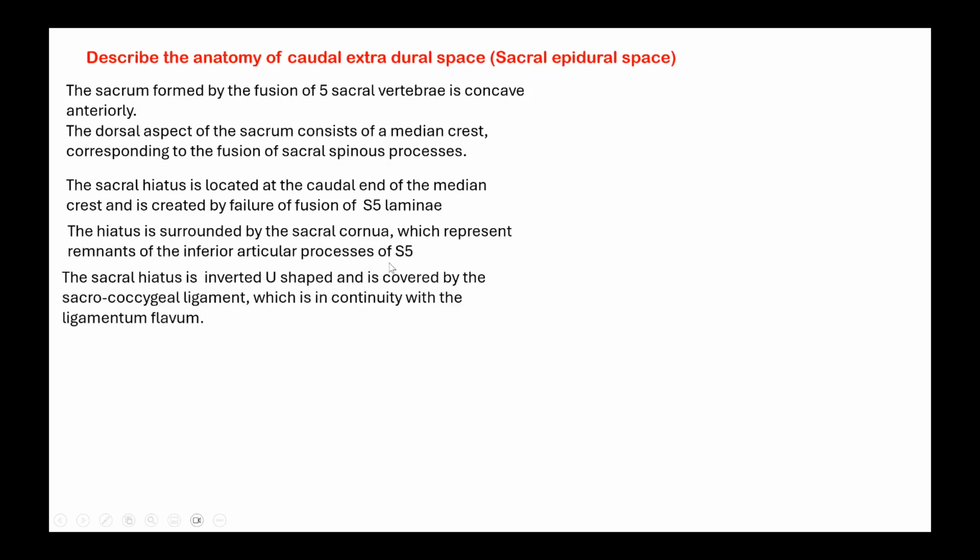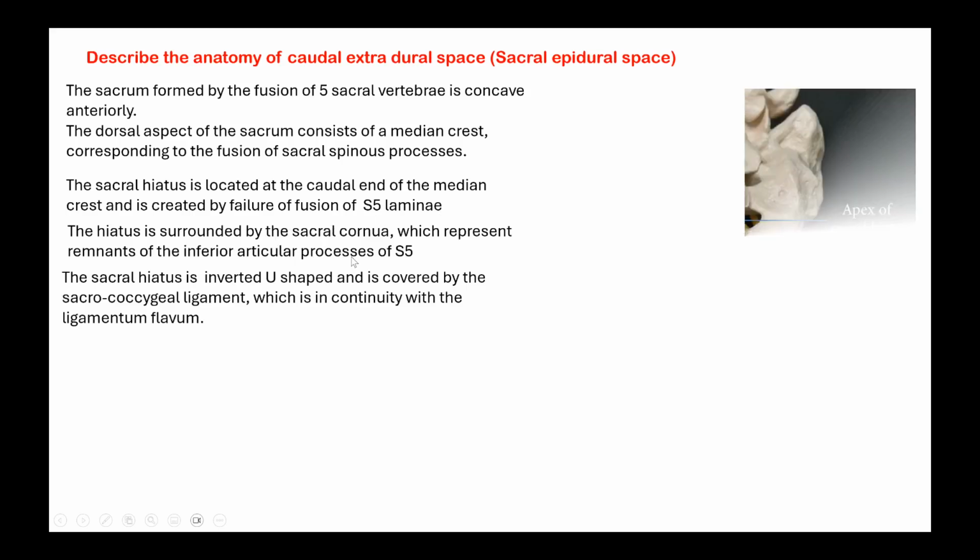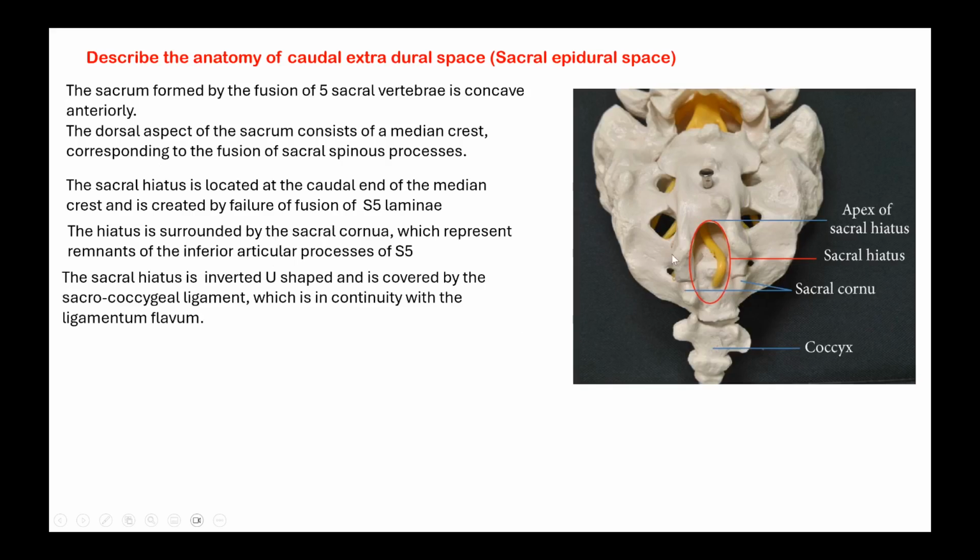The failure of fusion of the fifth lamina causes the hiatus to form. It is a U-shaped opening, and this picture shows it beautifully. This is the whole of the sacrum, the fusion of all the vertebrae, and you have this hiatus which is formed by that. These are the midline crest with a small rudimentary spinous process you see here and there. And this is the coccyx.